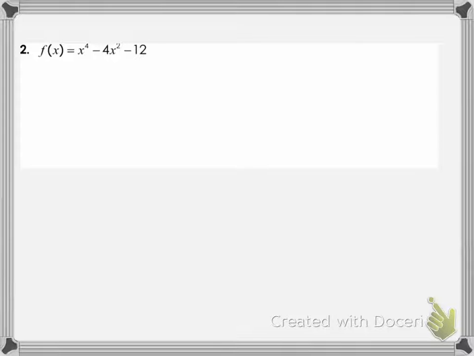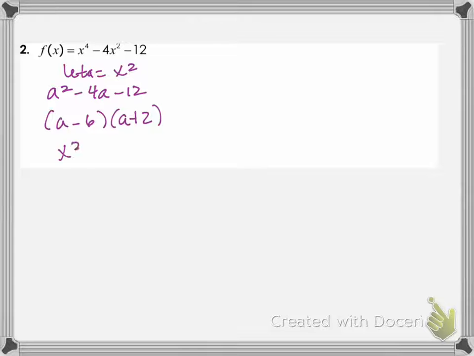Oh, this is fine. Let a equal x squared. You're going to be good at these, aren't you? Because we have so many of them. So a squared minus 4a minus 12. So that would be a minus 6, a plus 2, or x squared minus 6, and x squared plus 2.